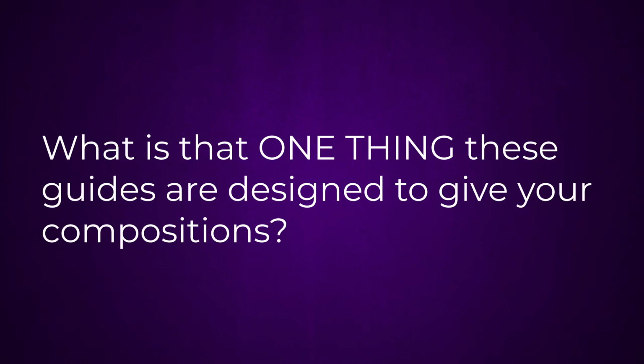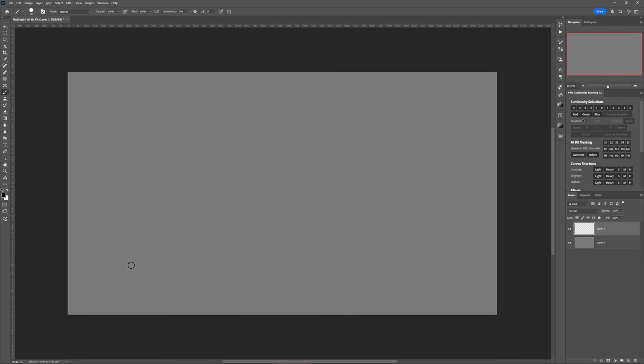So what is that one thing that these guides are designed to give your compositions? I'll tell you what it is. It's balance. But the thing is, there are other ways to create perfectly balanced compositions without resorting to these templates. To show you how it works under the hood, first let me draw some circles on this blank page in Photoshop. And then in a second I'll show you how to use it on real images and scenes.